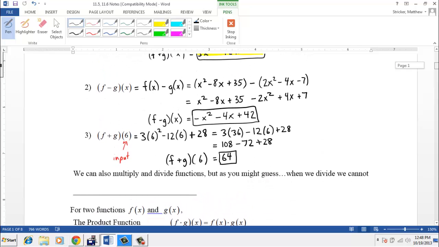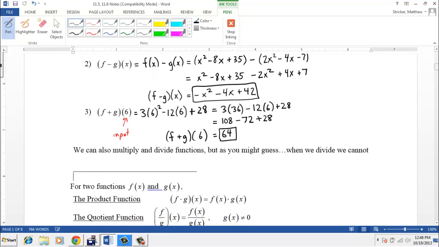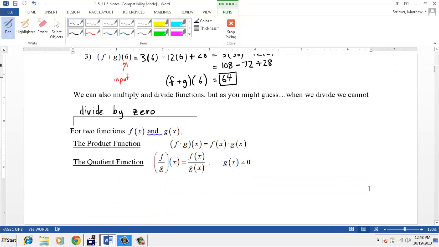We can also multiply and divide functions, but as you might guess, if we divide, we cannot divide by what? We cannot divide by 0, because that's undefined. And so when you see these next two definitions, when we have f over g of x, that's f of x divided by g of x, but there's the stipulation here that g of x can't be 0. That's why that's written in there.